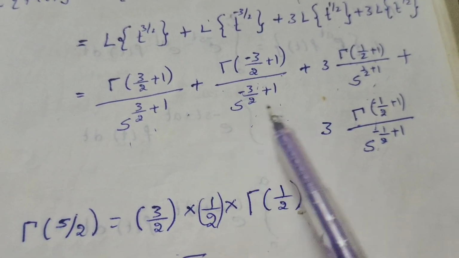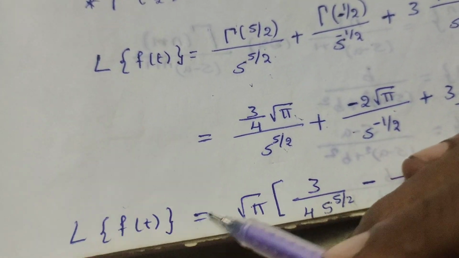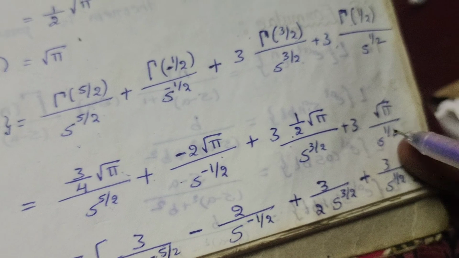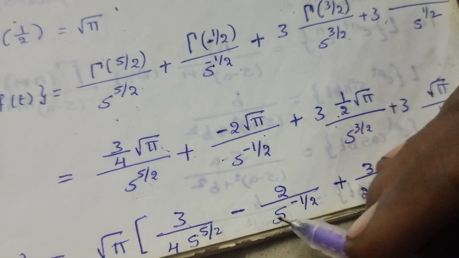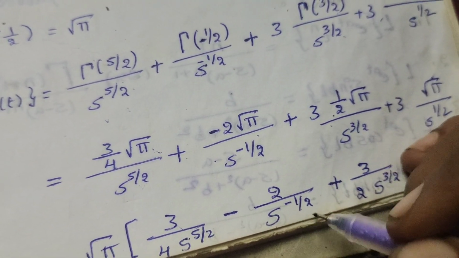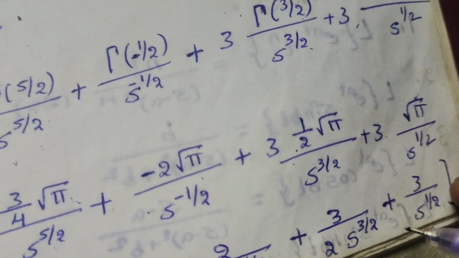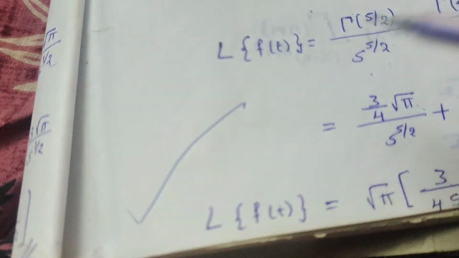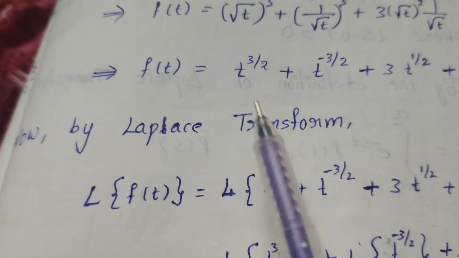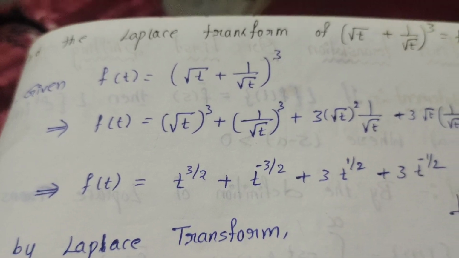Therefore, the Laplace transform of f(t) equals, since root pi is common in all terms, root pi into [3/(4s^(5/2)) minus 2/s^(-1/2) plus 3/(2s^(3/2)) plus 3/s^(1/2)]. This is the solution of the given problem, where f(t) is (√t + 1/√t)³. Okay, thank you.